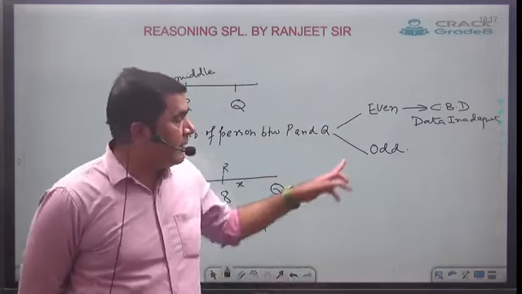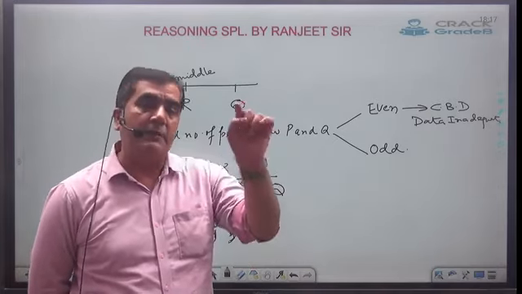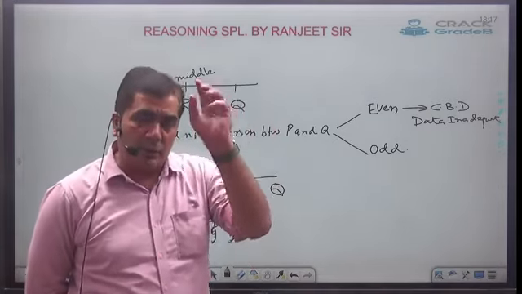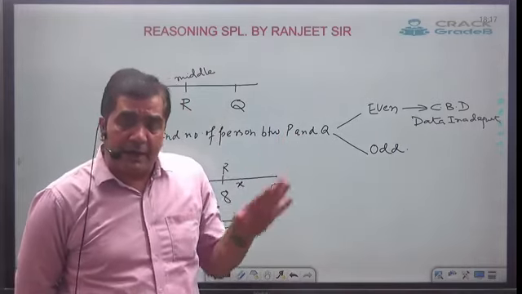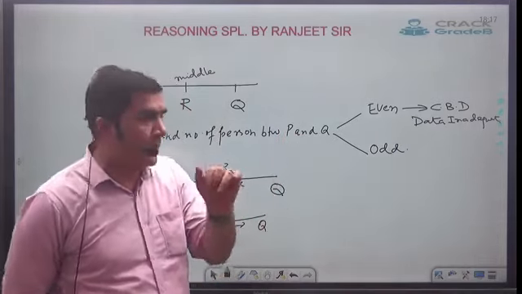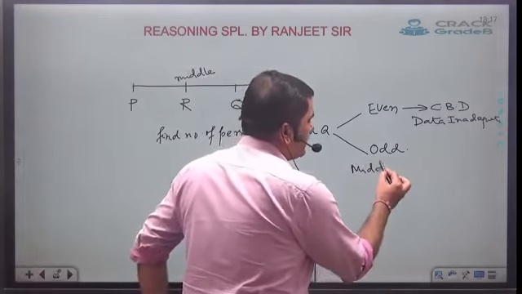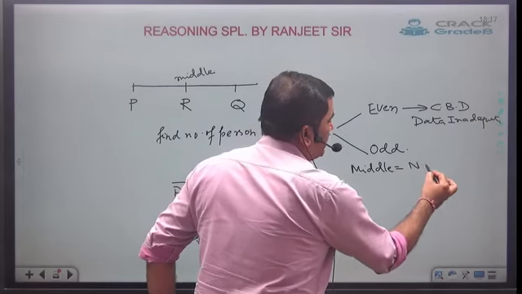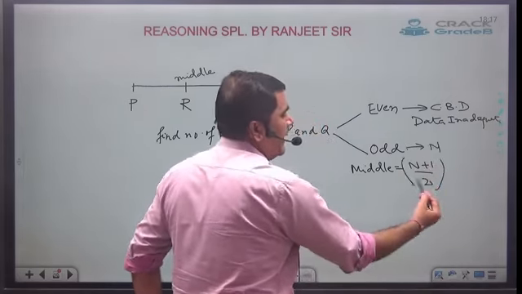But if the number of persons comes out to be an odd number, in that case the middle is absolutely possible. And here, how to find the middle? Let's assume the odd number is n. So the middle position will be n plus 1 by 2.